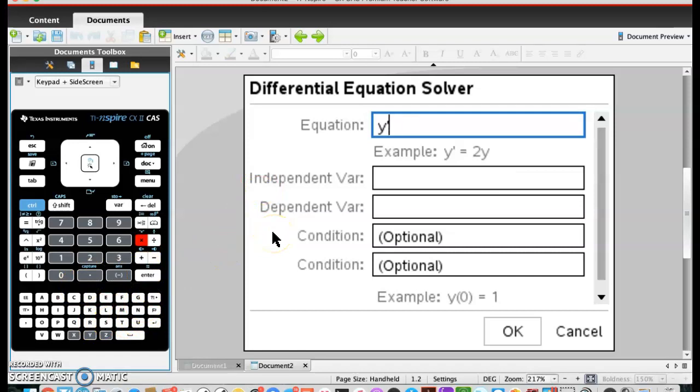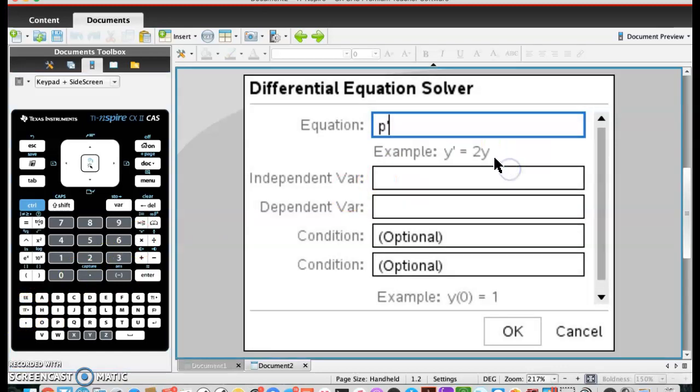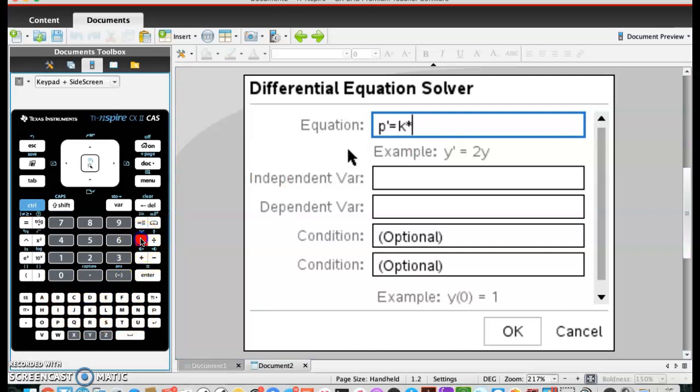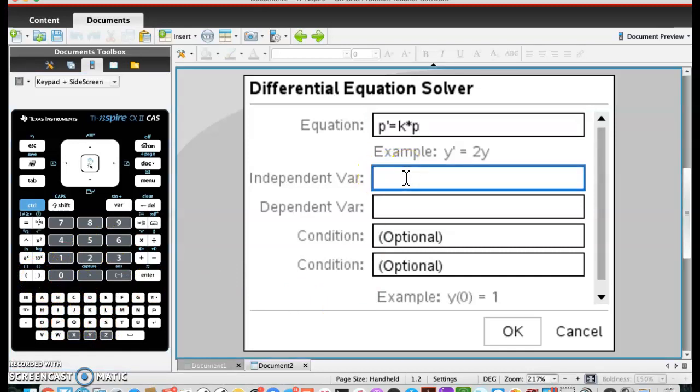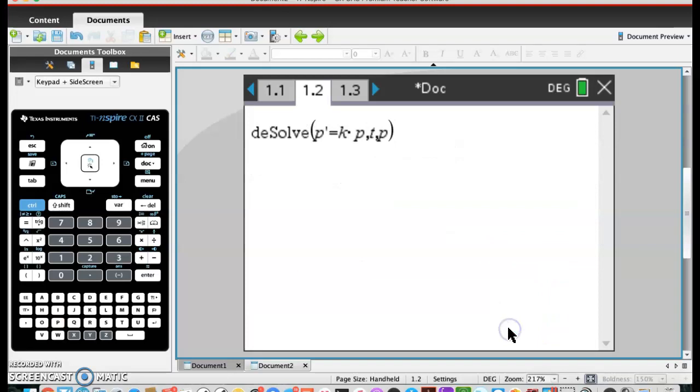You know what? I'll do it with p, since we've been doing p the whole time. Let's go p prime. So it's dp dt equals k times p. It's asking me for my independent variable, which is t for time, and my dependent variable, which is p. And I'll talk about conditions later on. I will hit OK. And if I hit enter, it solved the equation right there. And we could see e to the kt.